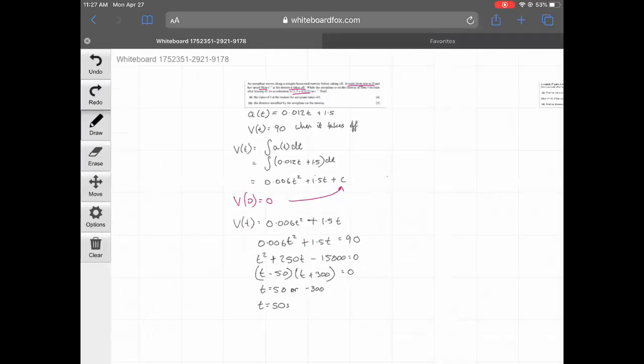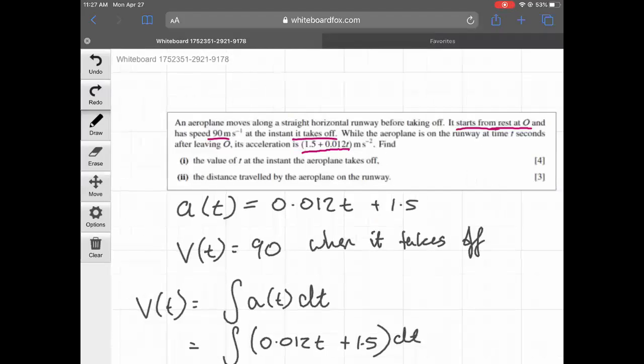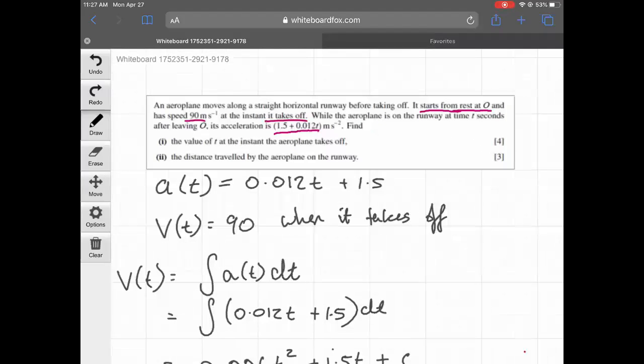So part 2, find the distance traveled by the airplane on the runway. So this is how far does it go before it takes off. And again, it starts from the origin. So what that tells me is that, again, the constant of integration is going to be 0. It's not starting 10 meters down the runway. It's starting at 0, 0. So s of 0 is also 0, right? The displacement when the time is 0 because it starts at the origin.